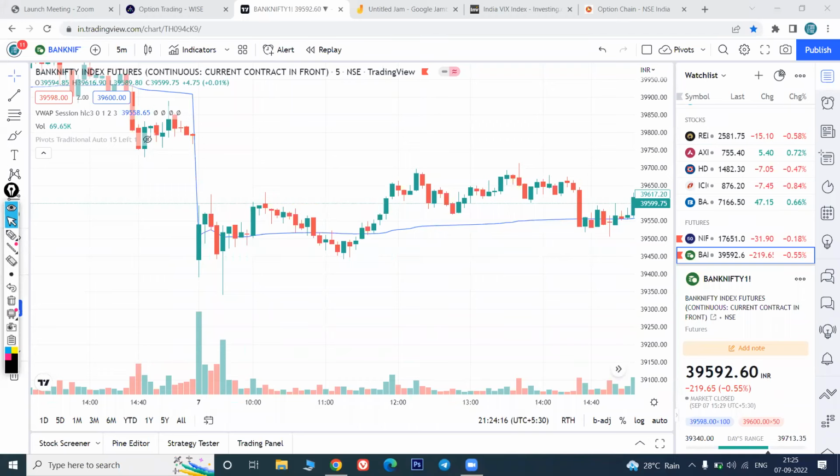Yes, VWAP session, price action session recording. Balram sir is asking, please share about option selling and its adjustments. We'll try to plan one separate session on option selling and its adjustments.